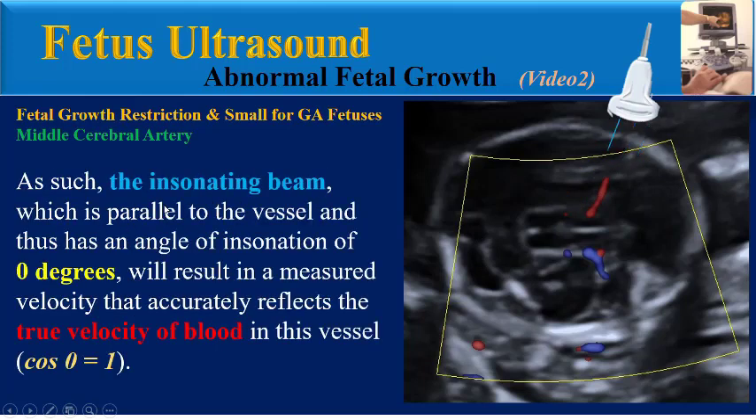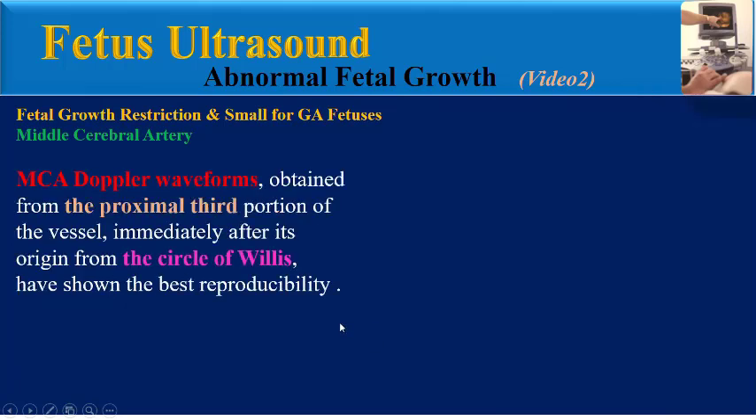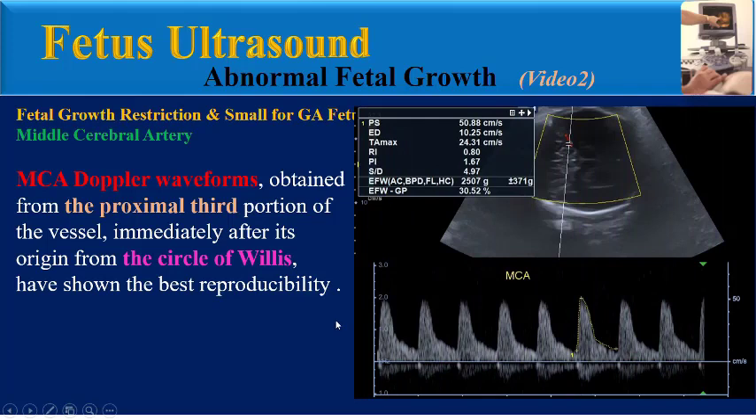As such, the insonating beam, which is parallel to the vessel and thus has an angle of insonation of 0 degrees, will result in a measured velocity that accurately reflects the true velocity of blood in this vessel, because the cosine of 0 equals 1. MCA Doppler waveforms obtained from the proximal third portion of the vessel immediately after its origin from the circle of Willis have shown the best reproducibility.